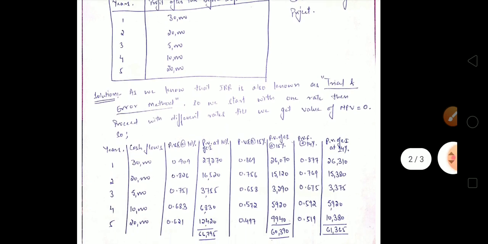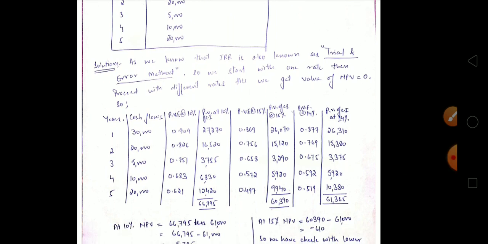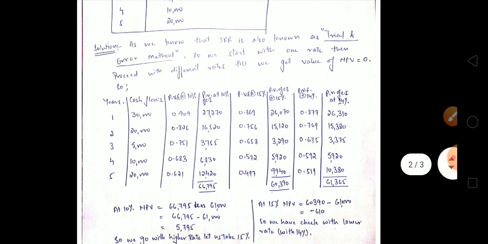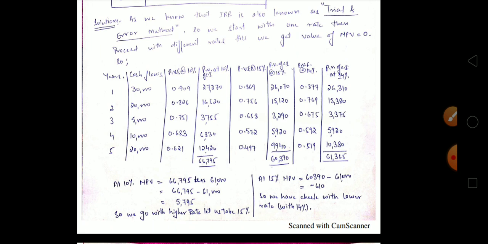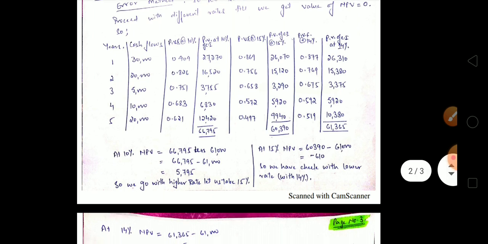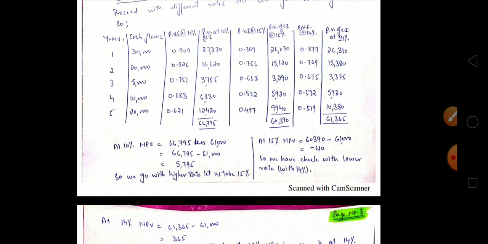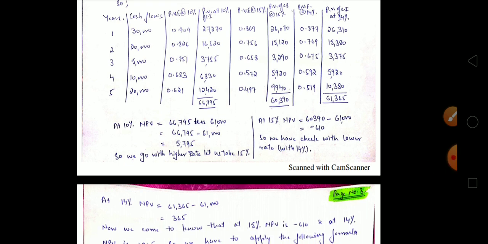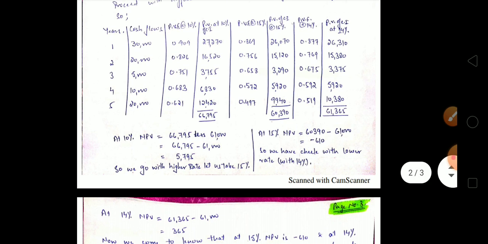So how can we calculate internal rate of return? As we know, internal rate of return is also known as the trial and error method or hit and trial method. So here we try different rates so as to get NPV equal to 0. Here we are applying the 10% present value factor. In the previous lecture we discussed how to find the present value factor under a 10% discount rate. If we multiply the 10% present value factor with the cash flows, the present value at 10% is 66,795. NPV here is 5,795. So we have to apply a higher rate so as to get a lower value.